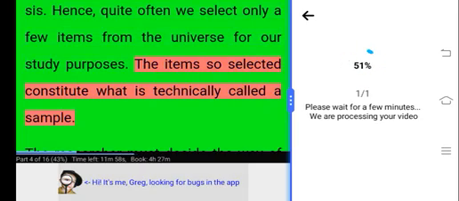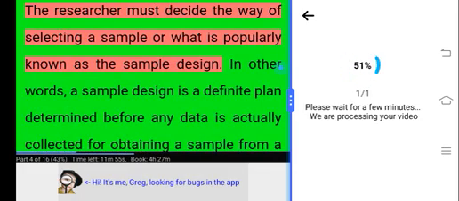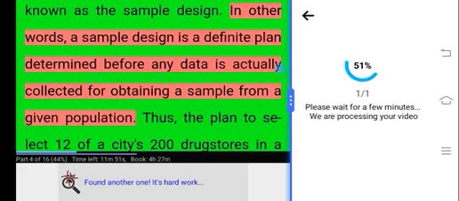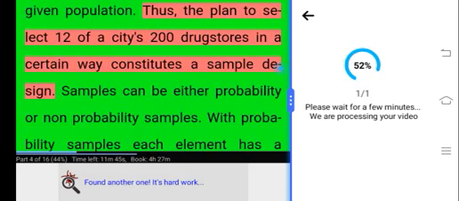The items selected constitute what is technically called a sample. The researcher must decide the way of selecting a sample, or what is popularly known as a sample design. In other words, a sample design is a definite plan determined before any data is actually collected for obtaining a sample from a given population. Thus, the plan to select 12 of a city's 200 drugstores in a certain way constitutes a sample design.